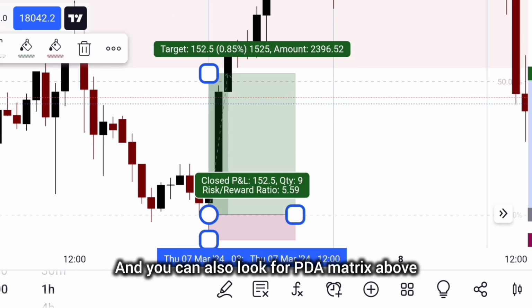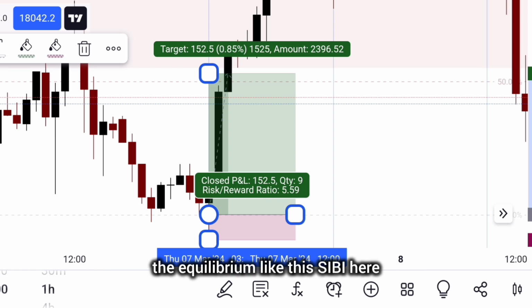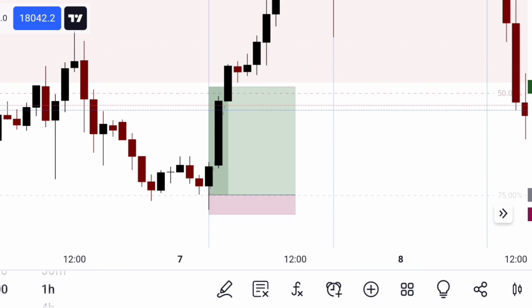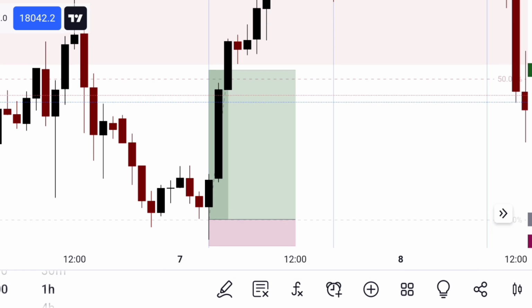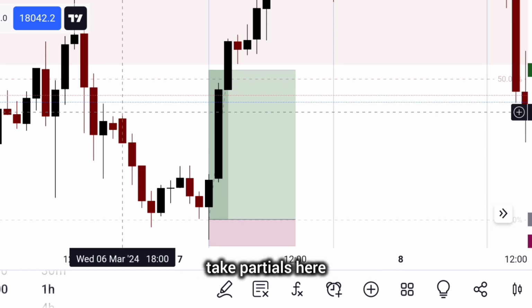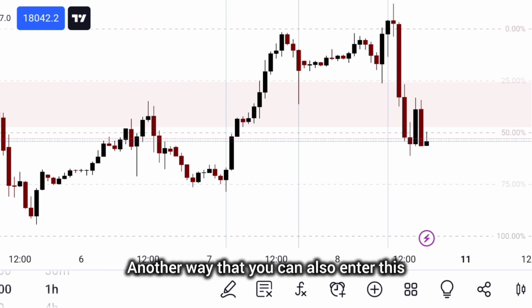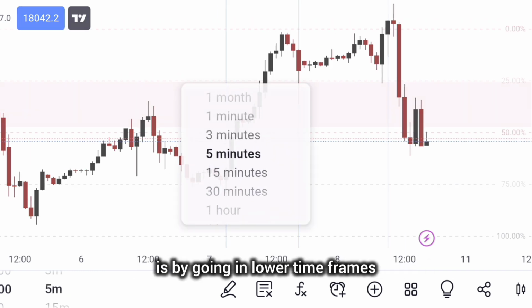And you can also look for PDA metrics above the equilibrium, like this CB here or this liquidity. But don't forget to take partials. Take partials here, take partials here, take partials above it. Another way that you can also enter this is by going in lower time frames.